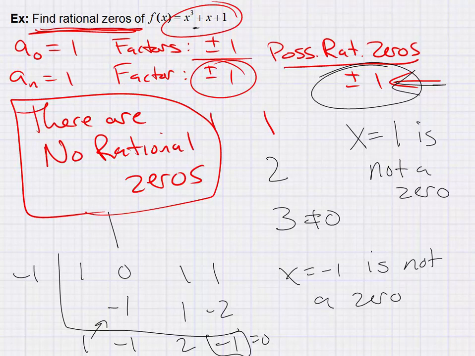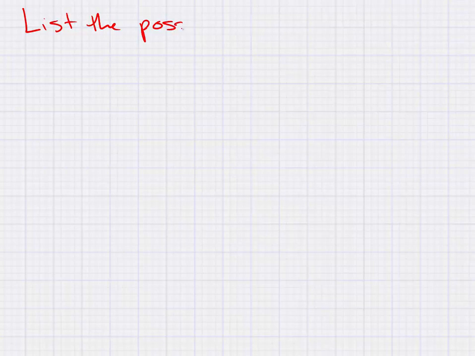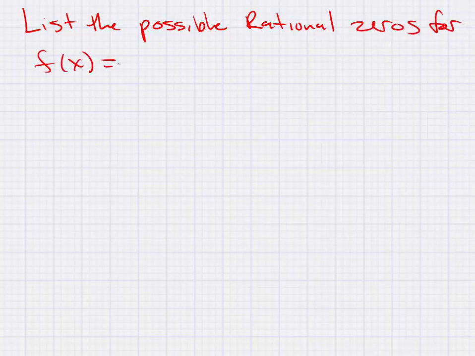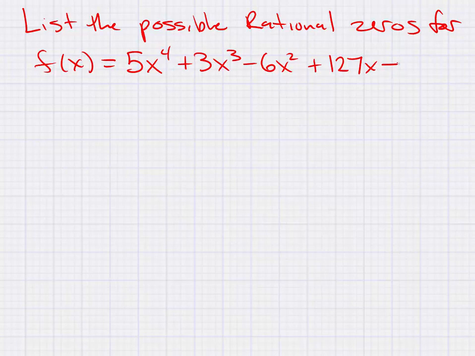All right, let me give you one more example. So list the possible rational zeros for f of x equals, let's say 5x to the 4th plus 3x cubed minus 6x squared plus 127x minus 12. Now remember, this just says list the possible. We don't have to figure out which ones actually work, just list which ones will possibly work.